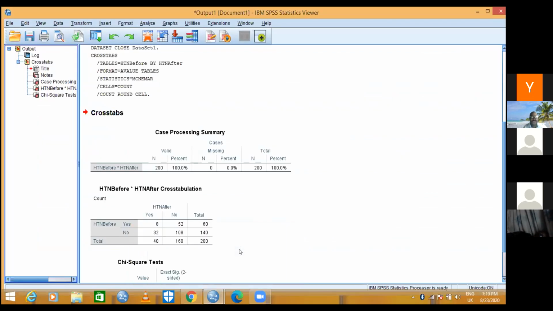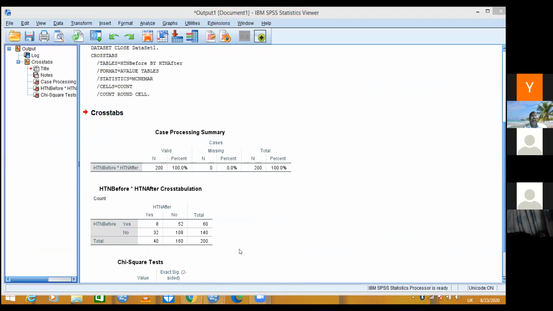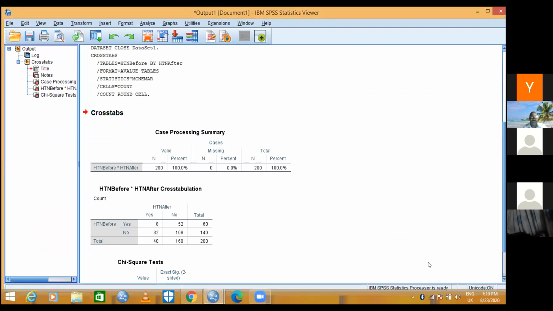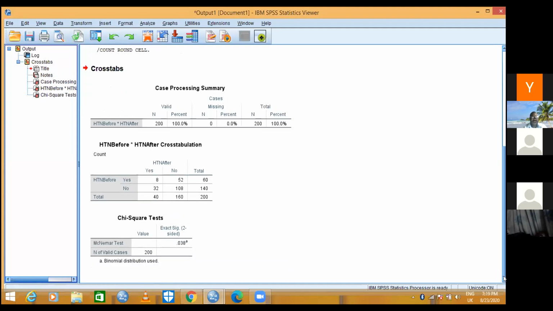Okay, you now want to click on here. Can everybody see the results? Scroll down a little. Can you see? You will see that it arranged the way we put it on the table: 8 and 108. That's 8 yes, 108 no, non-hypertensive. The discordant are 52 and 32.